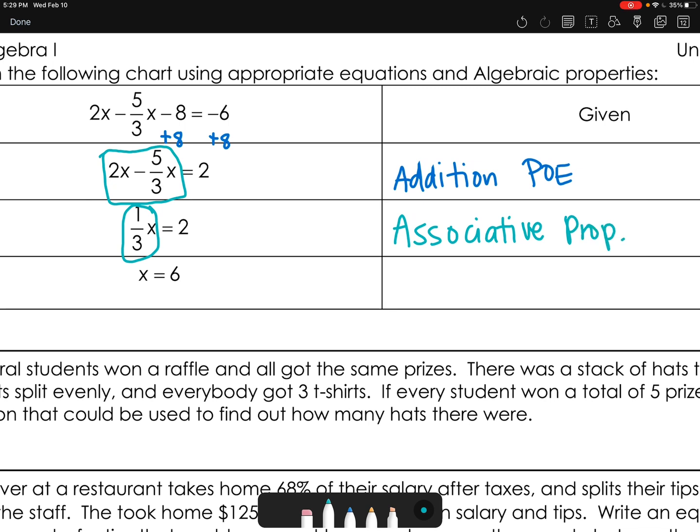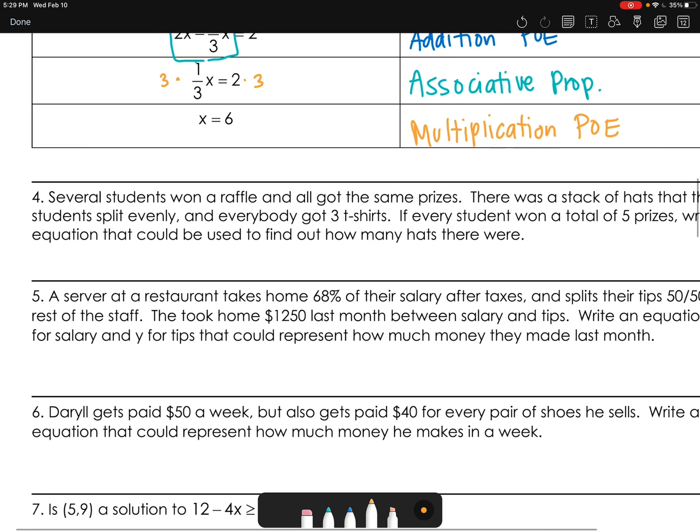Okay? And then lastly, what did they do to get from 1/3 x to just x? It looks like they multiplied by 3 on both sides to then end up with x equals 6. So that would be the multiplication property of equality. Okay? Great job, guys.